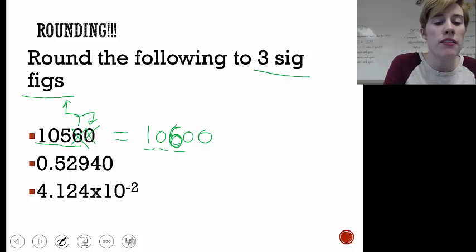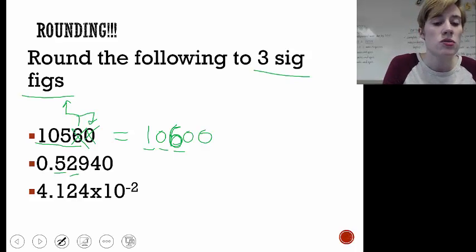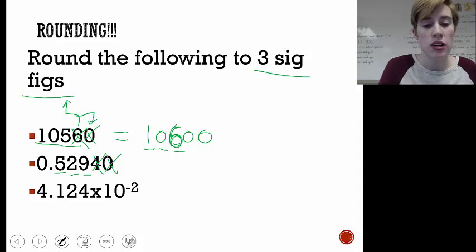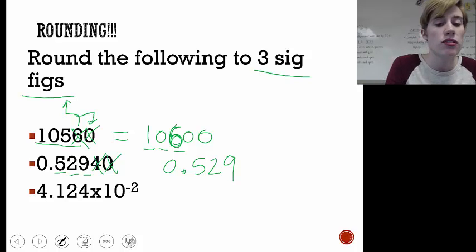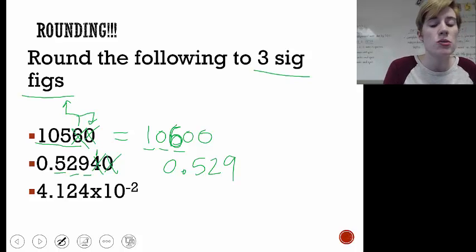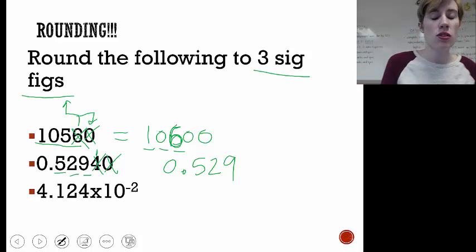This next problem, if I want to have only 3 sig figs, here's 1, 2, 3, which means I have to take these off, and the 0 at the front doesn't count because it's just a placeholder. So basically I want to write 0.529, but I have to ask myself, the number right before the 9, do I need to round it up or down? Well, 4 is less than 5, so I don't need to round the 9 up. I'll just leave it the way it is.